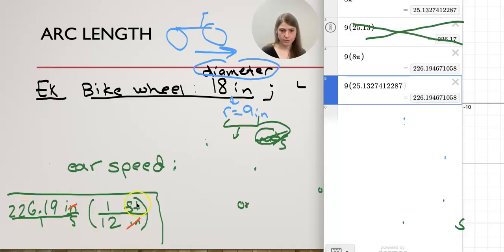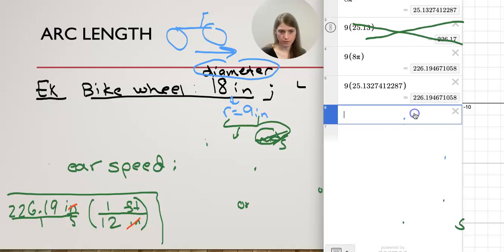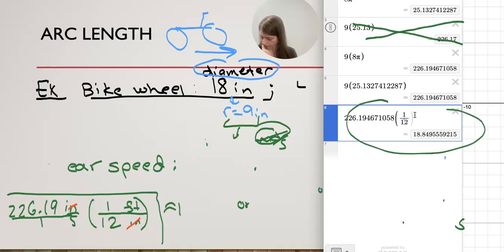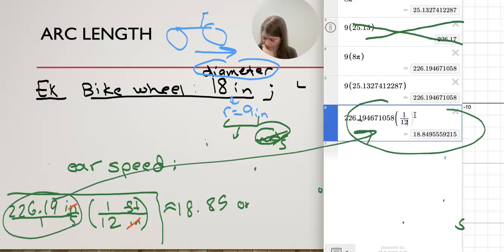But what we want to do is go ahead and multiply. So I'm just going to do my copy and paste there. And then I'm going to multiply by 1 over 12 or divide by 12. And this is going to be approximately, if I round now from this one, 18.85. So again, don't put it in like this, put it in like this. And this is going to be, sorry guys, feet per second.